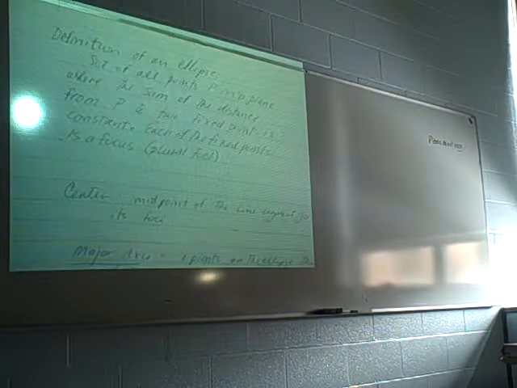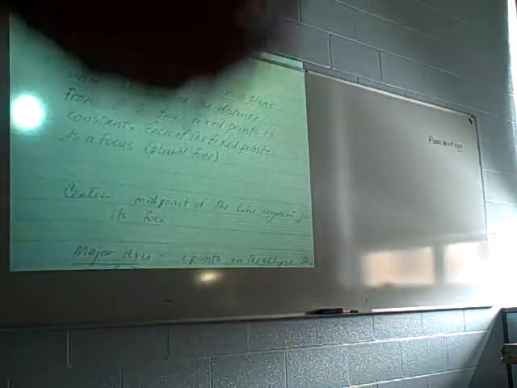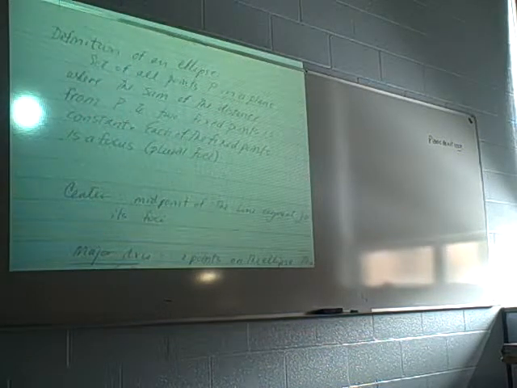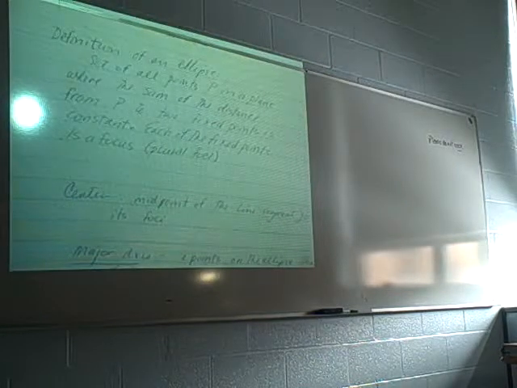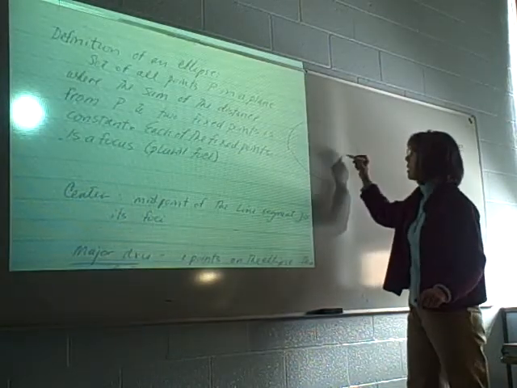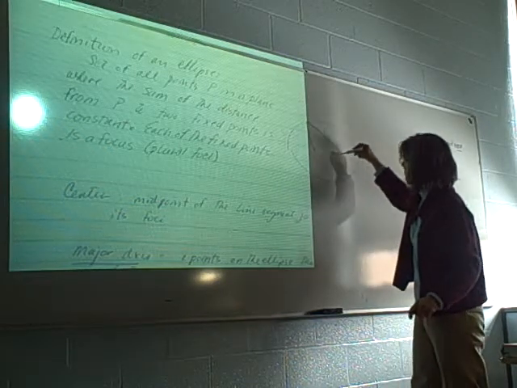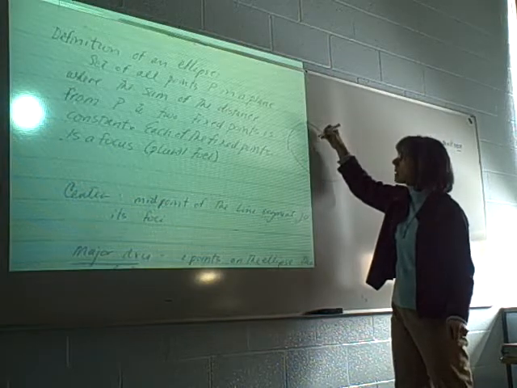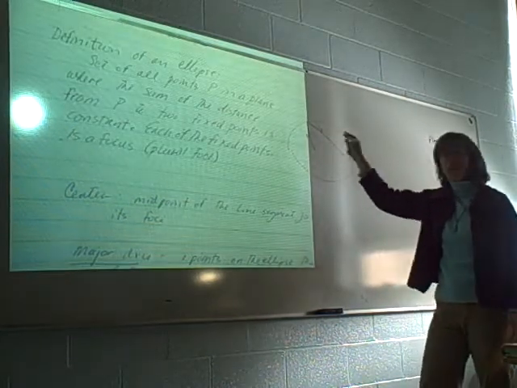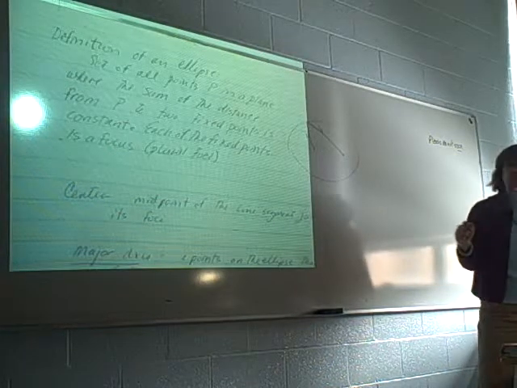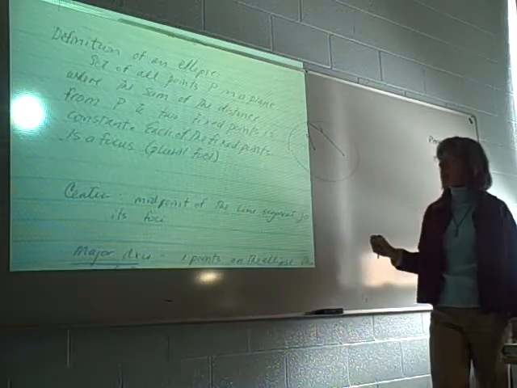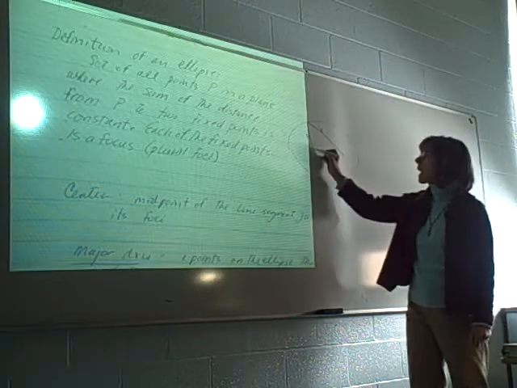So a definition of an ellipse is the set of all points P in a plane, where the sum of the distance from P to two fixed points is constant, and each of the fixed points is called a focus. If you want, next to that, you can make a little sketch of what that means. Just draw your string. So the distances here, I can just say A and B, that's what's controlling my ellipse.